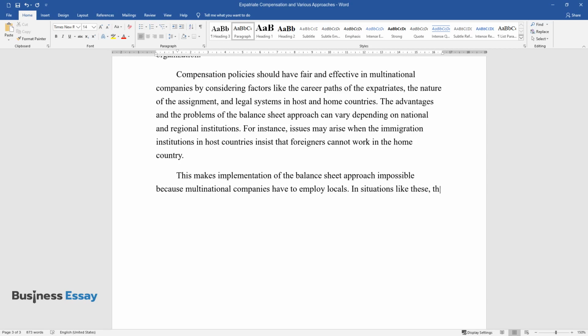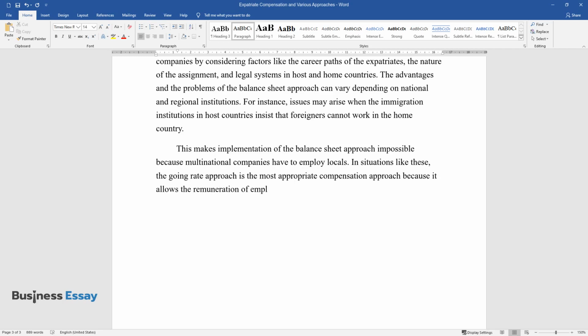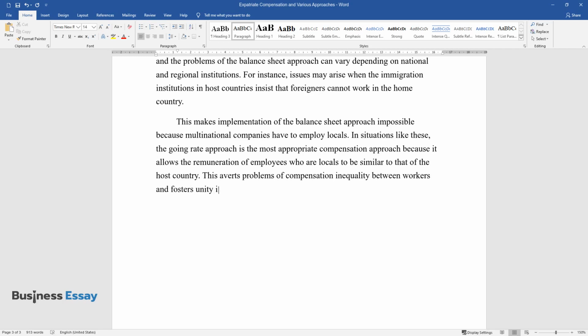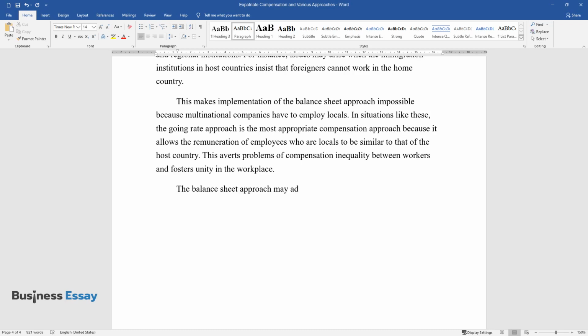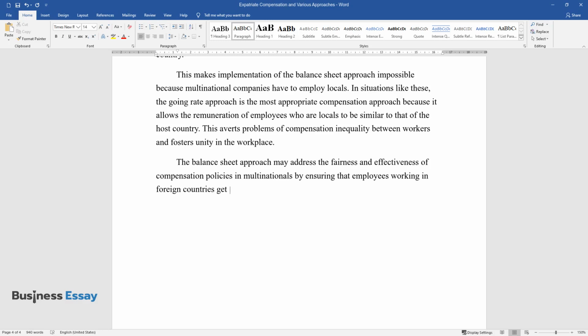In situations like these, the going rate approach is the most appropriate compensation approach because it allows the remuneration of employees who are locals to be similar to that of the host country. This averts problems of compensation inequality between workers and fosters unity in the workplace. The balance sheet approach may address the fairness and effectiveness of compensation policies in multinationals by ensuring that employees working in foreign countries get the same compensation as their colleagues in the home country.